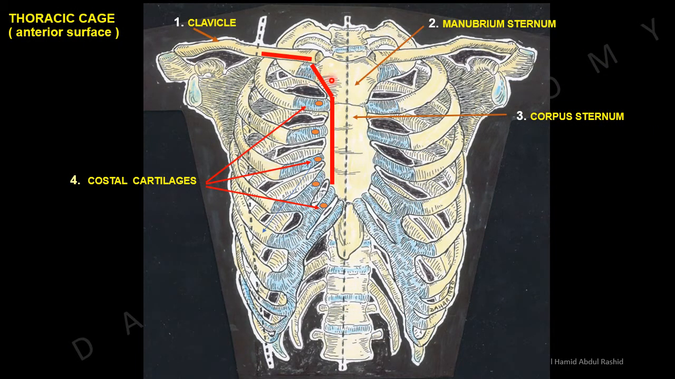Thoracic cage, anterior surface, because we are looking from in front. A few structures we are going to highlight. This is the right clavicle, left clavicle. This is the lateral half of the clavicle. This is the medial half of the clavicle. This is the sternum or breastbone. The uppermost part is called the manubrium sterni. The middle part is called the corpus sterni or body of the sternum, and the lowest part is the xiphisternum. These are costae or ribs. These are cartilages of the ribs called costal cartilages.